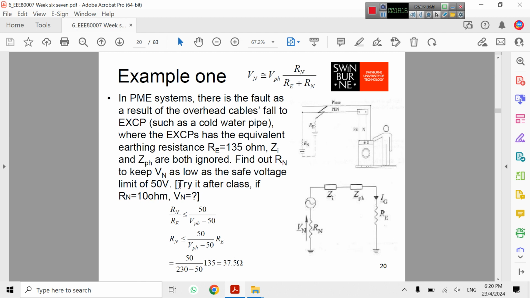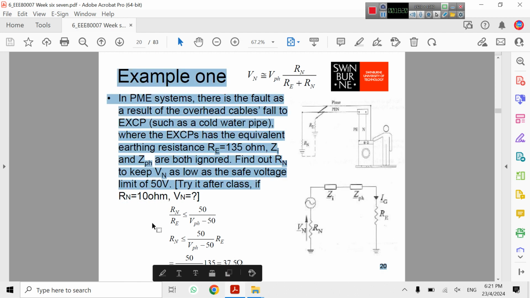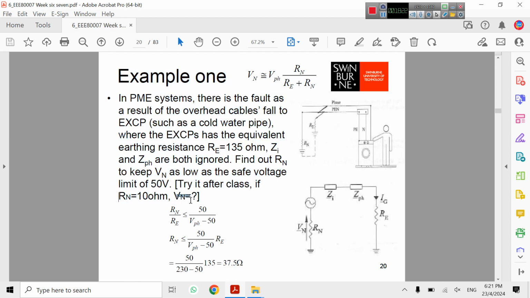So at home, try this one. If Rn is 100 ohm, then what is the value for Vn?